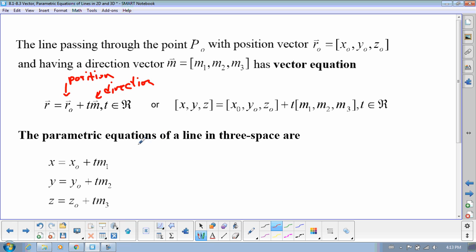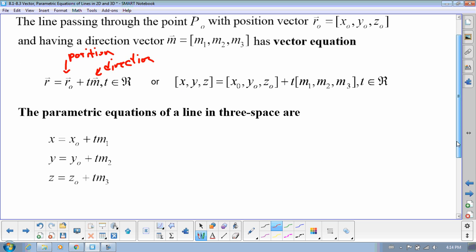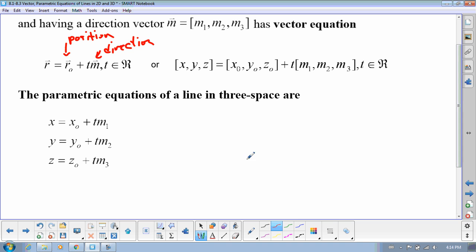So if you'll notice the parametric equations, same exact setup, except now we also need to consider the z component. So in terms of the mechanics of the line in 3D, the exact same thing as the line in 2D when we're talking about the parametric and vector equations of a line.